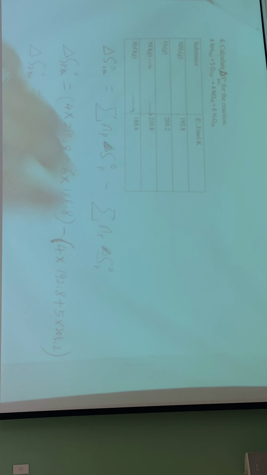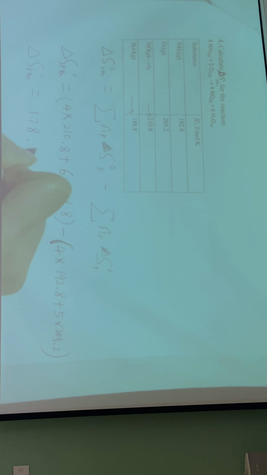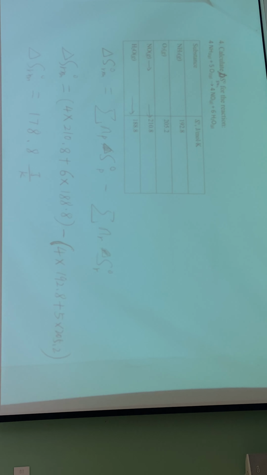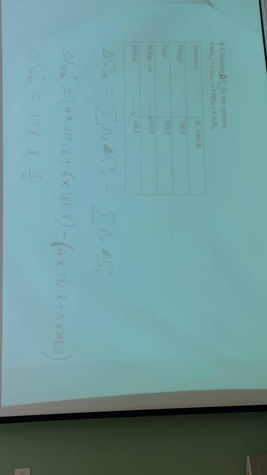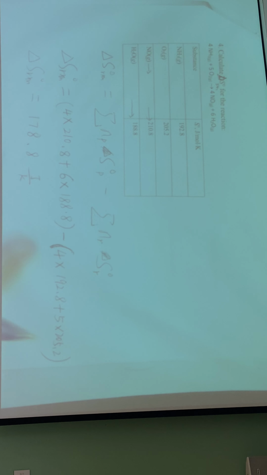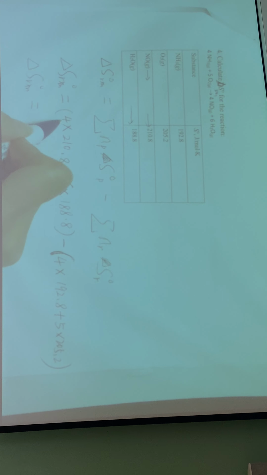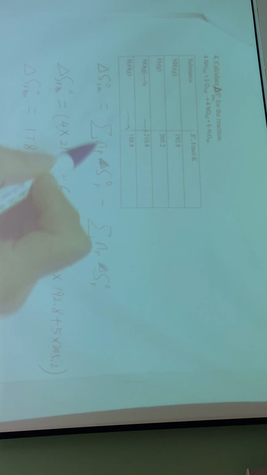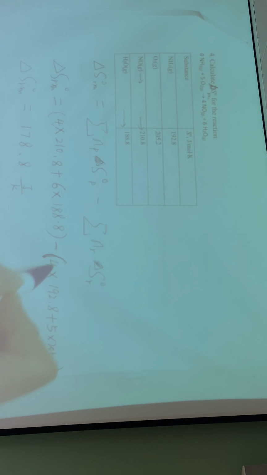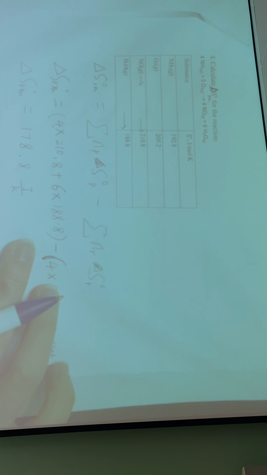I just ignore all the steps and find the answer. Very straightforward. Just plug in all the numbers. You must be careful with the coefficient number. And always use product first and then reactant. Okay? Any question here? Or information up here? Okay?